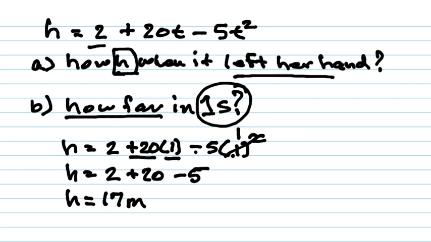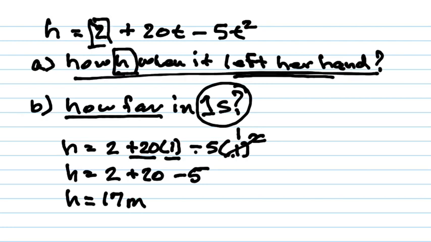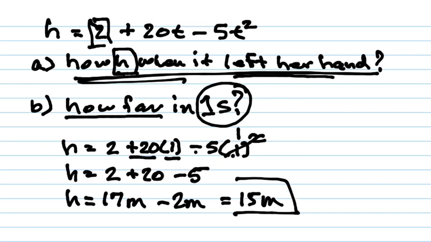Because remember, it says before it even goes anywhere, it's already how high? So minus the 2 meters gives us what? 15 meters of motion. Because it was already 2 meters high before it ever began. So be careful if you do that. If they do that to you, they're always going to give you this first question as how far does it go? How high is it before it does anything?